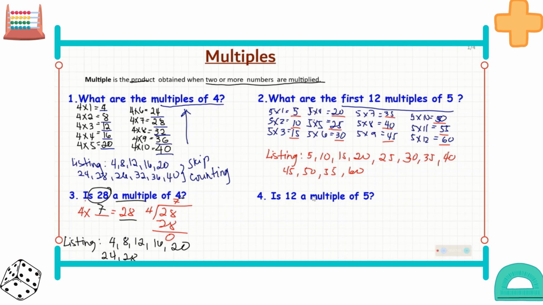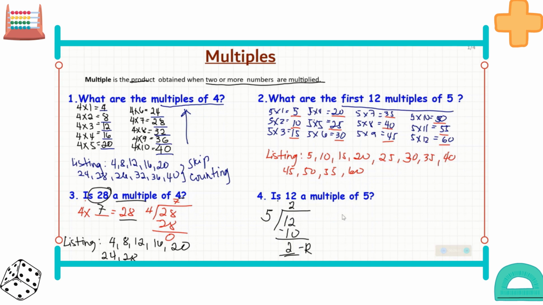Next, another one. Is 12 a multiple of 5? To do this, we can divide 12 by 5. How many 5s can fit into 12? There are only 2. 2 times 5 is 10. 12 minus 10 is 2. Look, there is a remainder here, a remainder of 2. Since there's a remainder when we divide 12 by 5, it means 12 is not a multiple of 5.